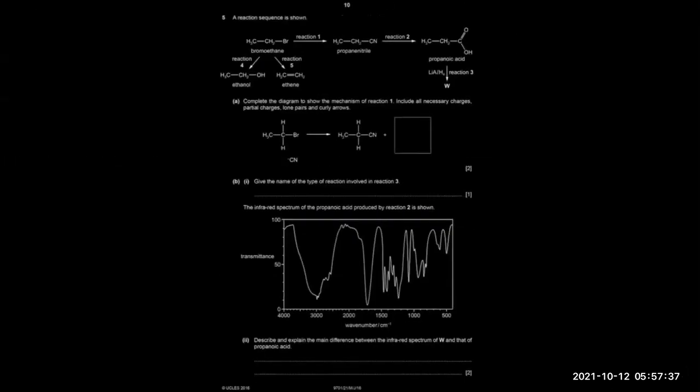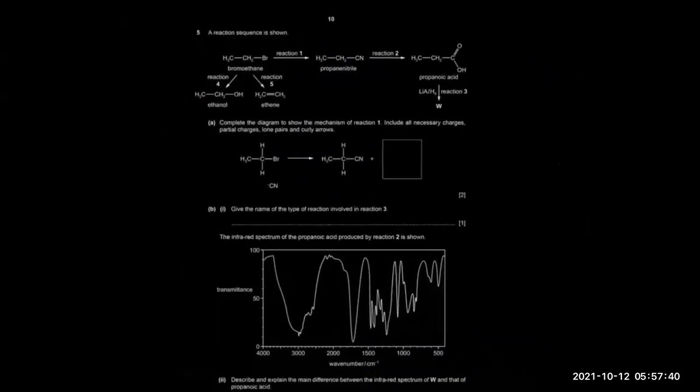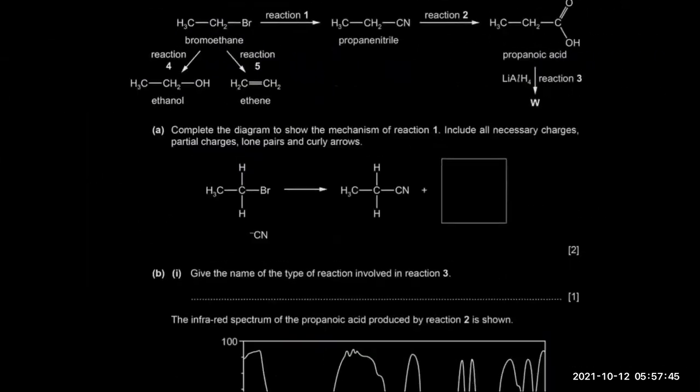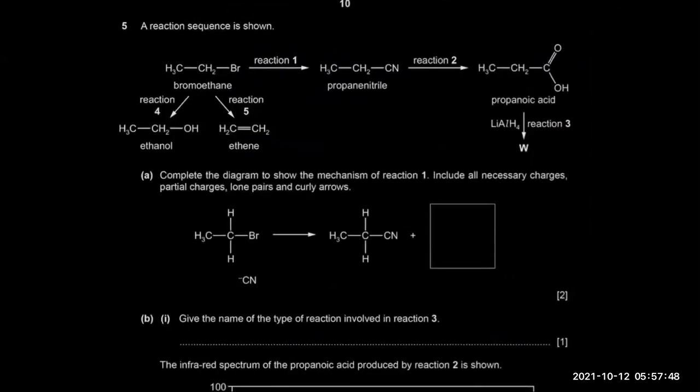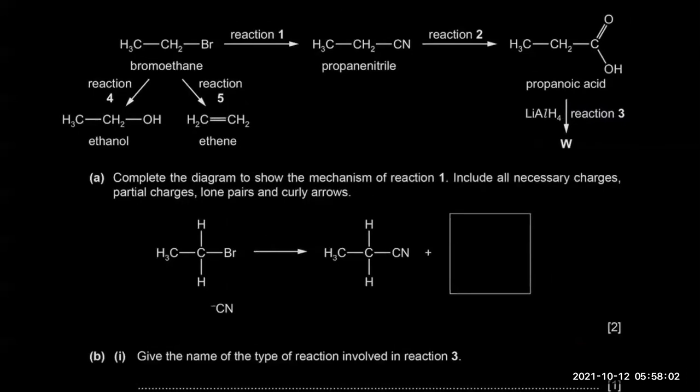Question number five. We're done with question four. A reaction sequence is shown. First reaction, we have bromoethane reacting to form propane nitrile. What are the reagents? I'm going to ask you reagents and conditions for each. How do we convert a halogenoalkane to a nitrile? What reagents and conditions do we need? Anybody remember for reaction one? Let's do a quick revision here.